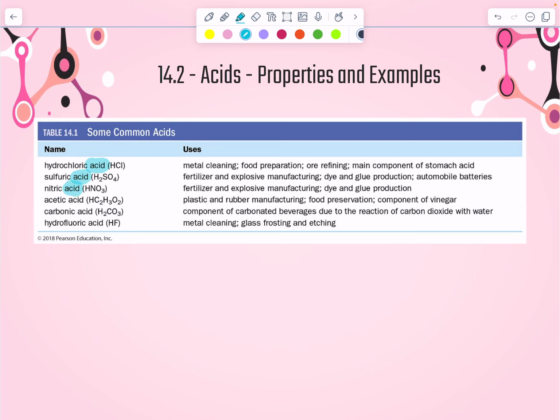And some common acids, you know it's an acid because it will end with the word acid, but hydrochloric acid, sulfuric acid, nitric acid, some of these are more common in food components. For example, acetic acid is the active ingredient in vinegar. Carbonic acid is what makes carbonated beverages. Carbonic acid is what happens when carbon dioxide dissolves in water. It reacts to form carbonic acid.